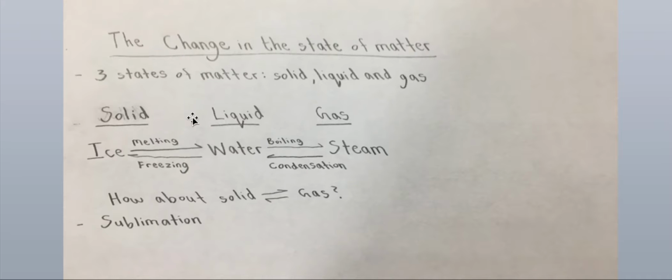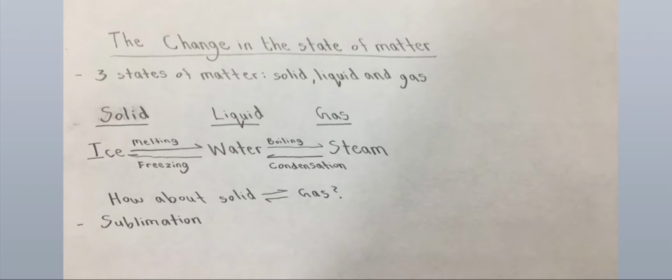Now we've seen solid to liquid, liquid to gas, gas to liquid, and liquid to solid. What about solid to gas and gas to solid? Well, this process is called sublimation, in both directions, students. So solid to gas is sublimation and gas to solid is sublimation. This process doesn't go through the liquid phase. Very important to mention that.